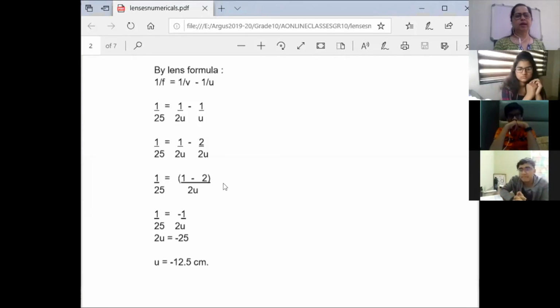So 1 upon 25 is equal to 1 minus 2 upon 2u. Then I get 2u equal to minus 25. So u is minus 12.5 centimeter. This is a very good sum.